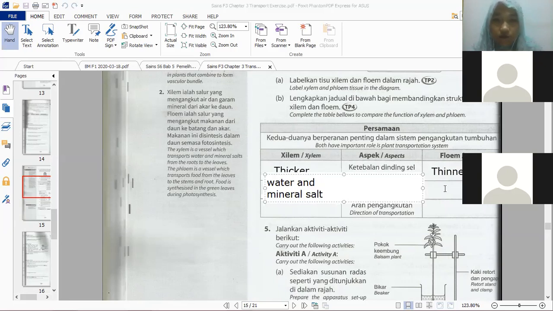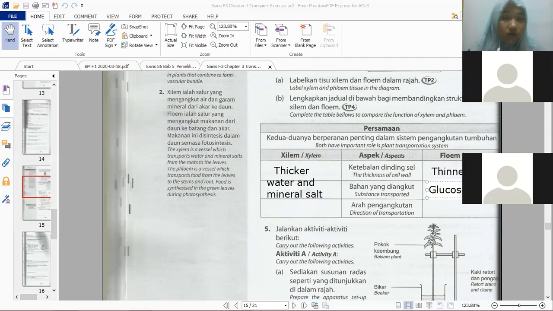The transport of glucose from the photosynthesis. Okay, the product from the photosynthesis, which is the glucose. What's the function of glucose? Minerals, or if you didn't say salt, okay, mineral salt, water and minerals.